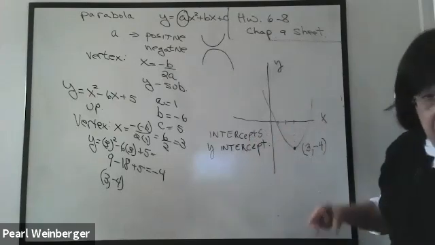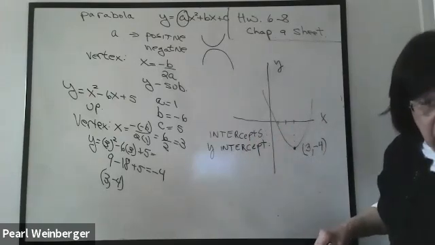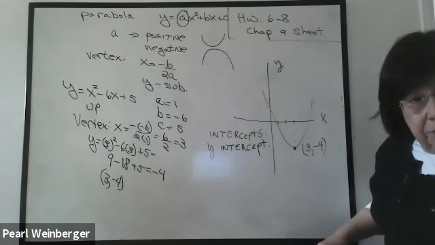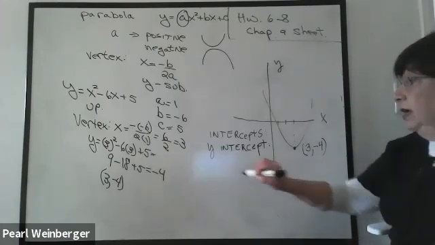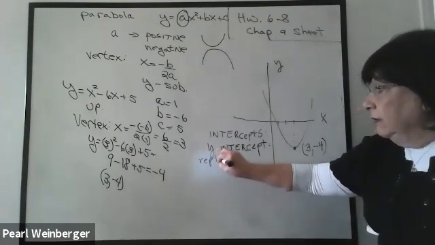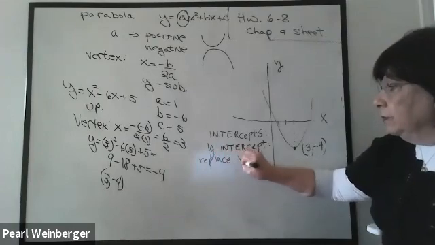To find the y-intercept is something that we actually did when we had lines. How did we find the y-intercept of a line? Obviously we could put it in the y equals mx plus b form, but we also could find it by replacing the x with 0.